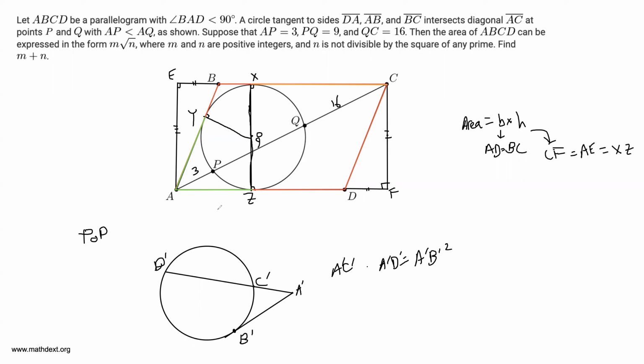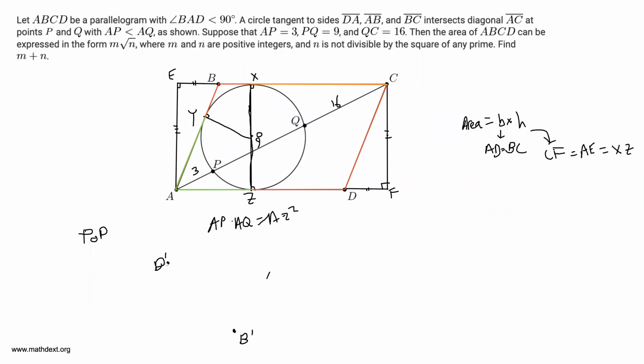So in this case, we have AP times AQ is equal to AZ squared. That's in our main diagram with the parallelogram. So AP is equal to 3. AQ is equal to AP plus PQ, which is 3 plus 9, which is 12. So 3 times 12 is equal to AZ squared, which is equal to 36. So AZ is equal to 6. Similarly, AY is equal to 6 by the same thing.